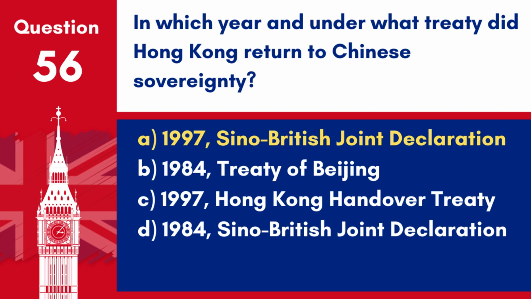Answer A. 1997, Sino-British Joint Declaration. Hong Kong returned to Chinese sovereignty in 1997 under the terms of the Sino-British Joint Declaration, an agreement signed in 1984 that outlined the terms of the handover.